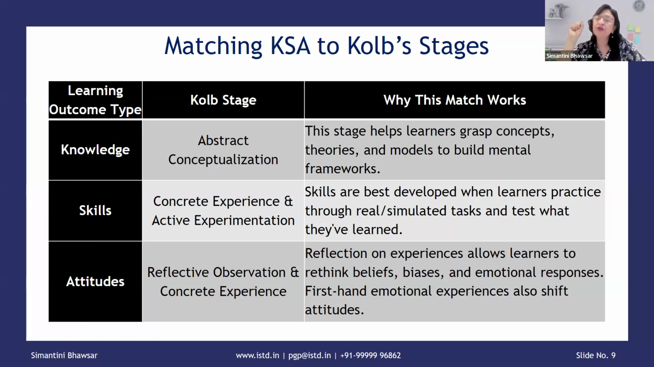If it is an attitude that we are looking at as an objective, then under the COBE's learning cycle, it comes under reflective observation and concrete experience. So reflection on the experiences allows the participant to rethink their beliefs, their biases, their responses, and that is how they bring about a shift in their attitude. So if we can map our learning outcomes to which step of the COBE's learning cycle, then it's very easy to select.